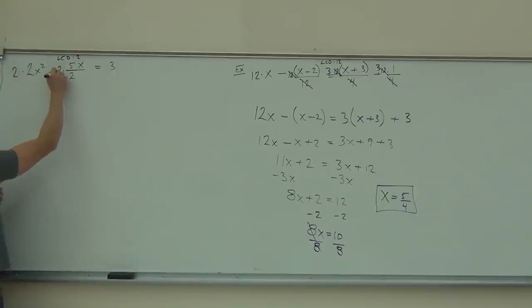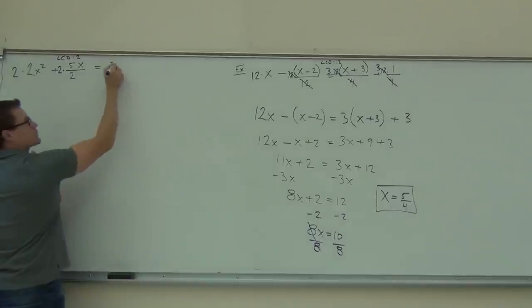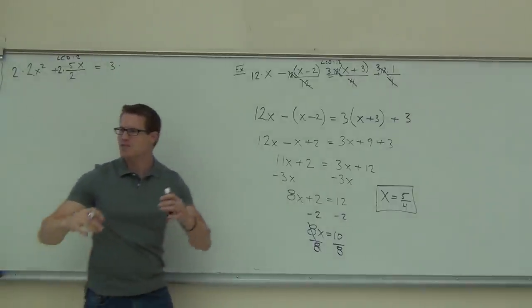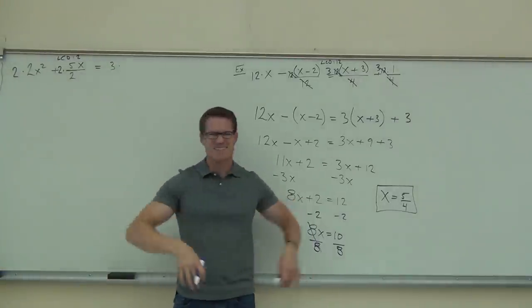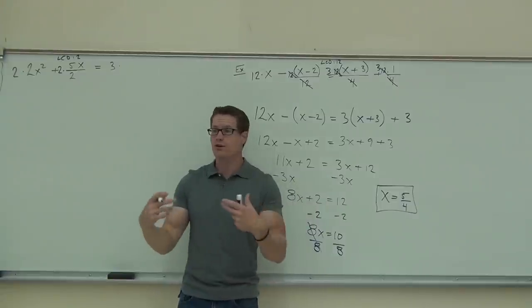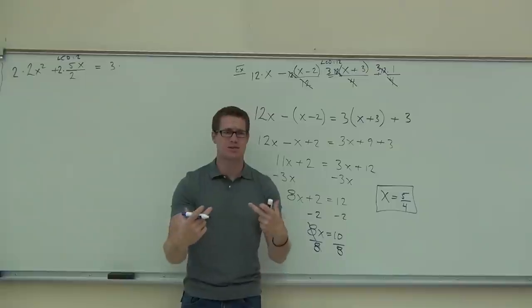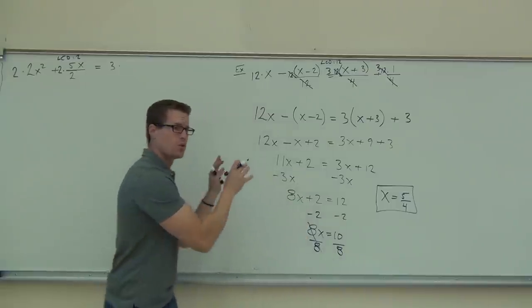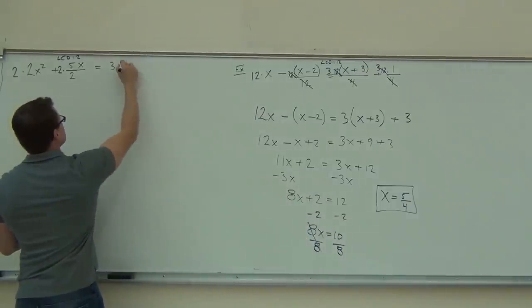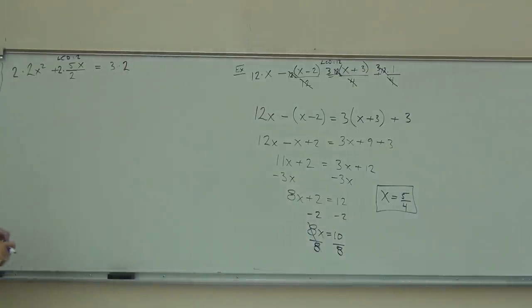Here, definitely. And don't forget about that 3. Oh my gosh, people always forget about that 3. They go, oh, it's on the other side, I don't need to do that. This is the whole fundamental reason that we can do this, is that we have an equation. And what you do to one side, you do to the other. So we multiply by 2 real quick.